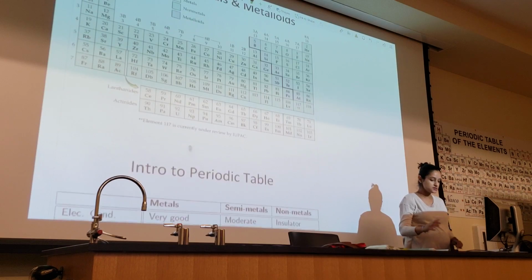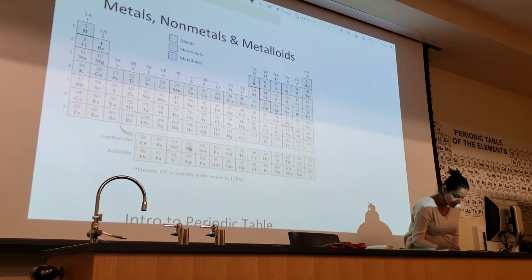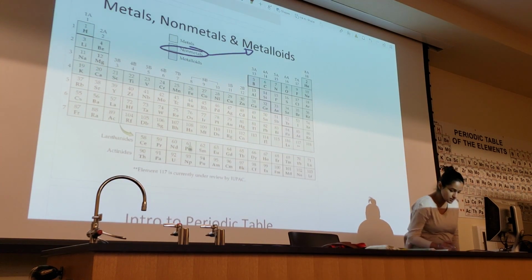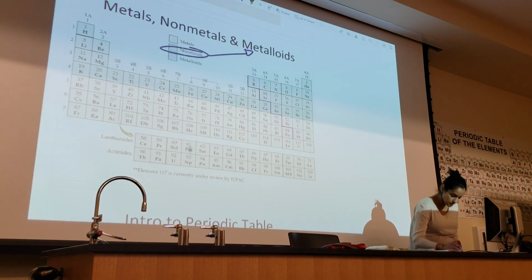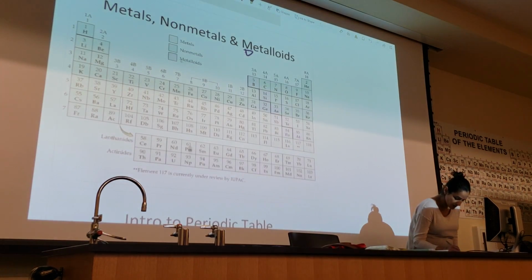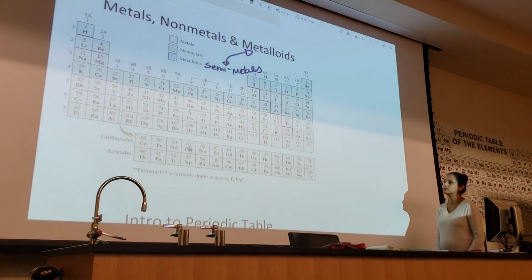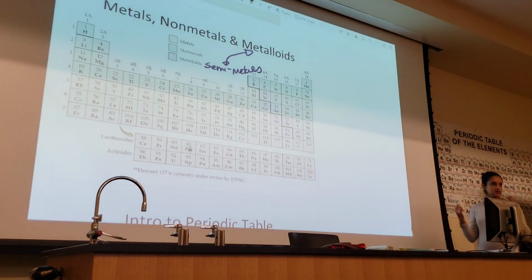Now, with these, another name for non-metals is metalloids. Sorry, semi-metals. Both terms are used interchangeably. Now we'll look at the characteristics of both.